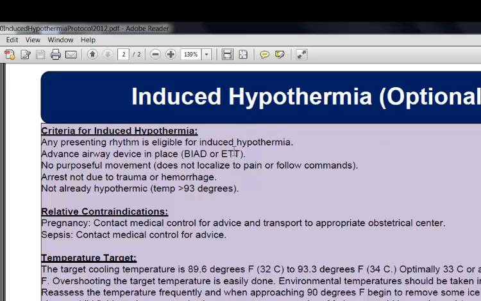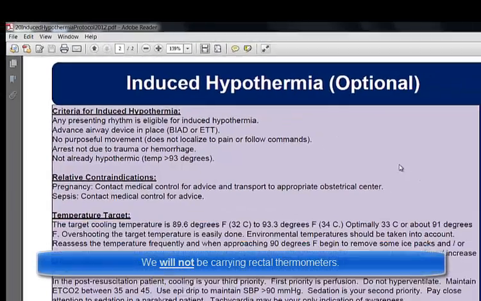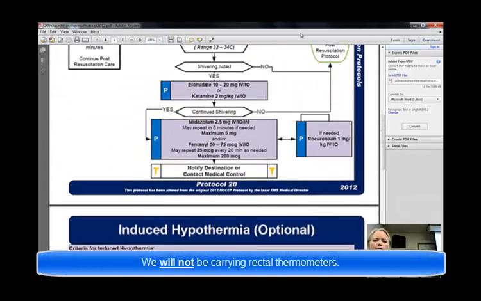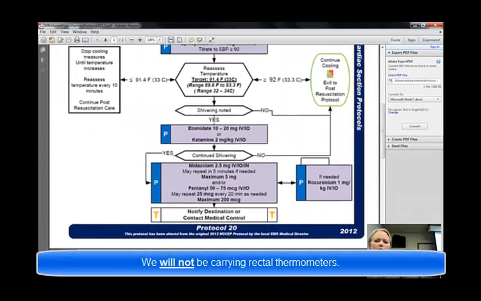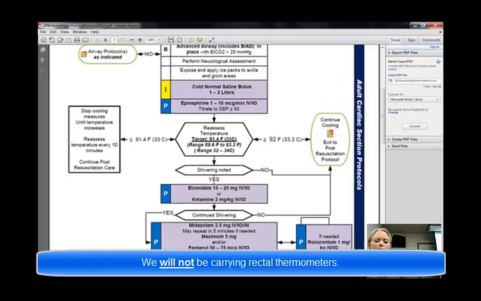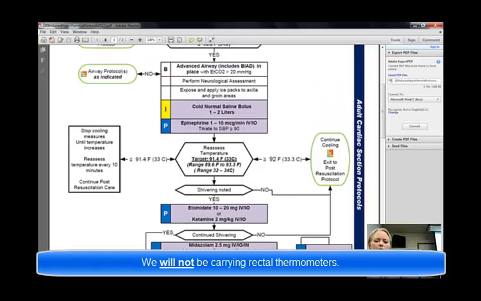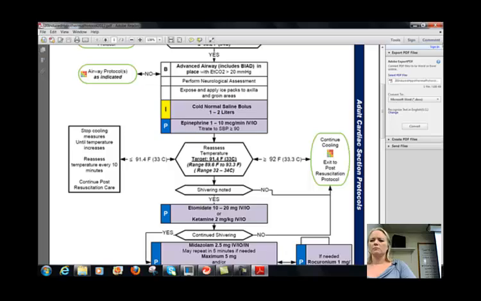They have to have an airway in place. They can't have any purposeful movement. It can't be a traumatic arrest, and they can't already be hypothermic. The other thing on this protocol is that the first page calls for rectal thermometers. I've already talked to the state about that, and they said that we can remove that requirement. So we can just use the temporal.